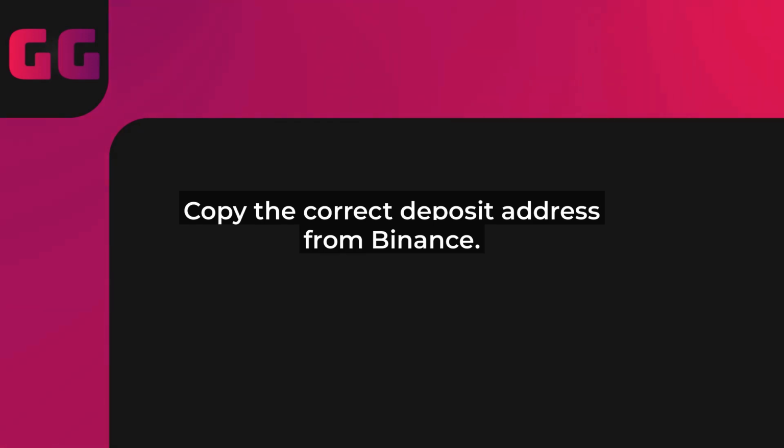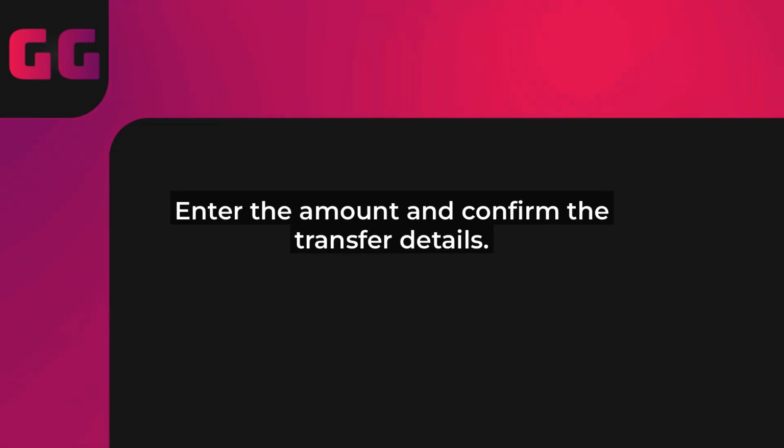Step 3. Back in Coinbase, paste the Binance deposit address into the recipient field. Enter the amount of XDC you want to send, but be mindful of any network fees. These can vary, so check them before proceeding. Once you're ready, review the details carefully. Wrong addresses can lead to permanent loss.